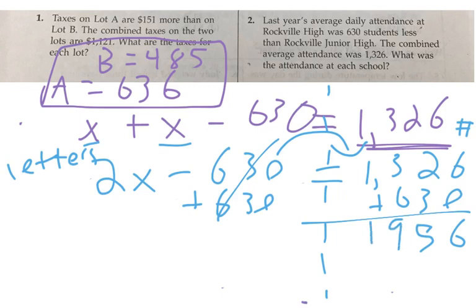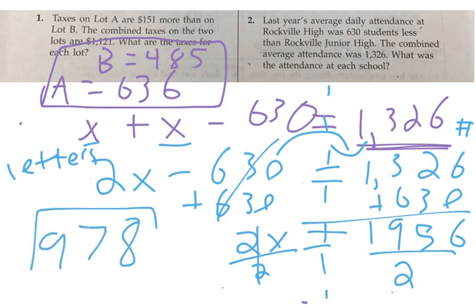So I get 1,956 equals 2x. So my x isn't by itself. I'm multiplying it by 2, so I've got to get rid of that 2. And how do I get rid of that 2? I divide both sides by 2. So when I divide by 2, I get 978. So 978 is what the junior high got.